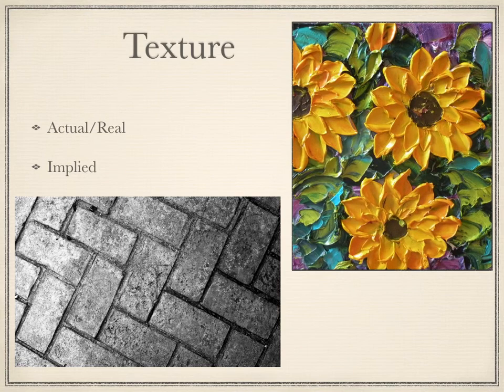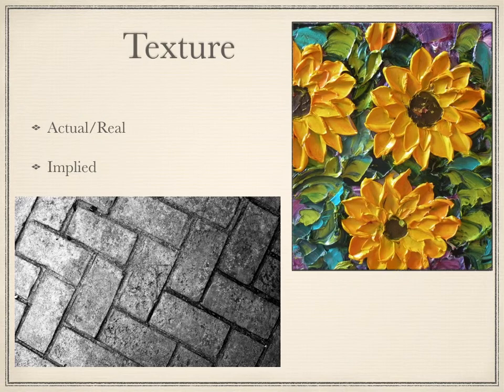All right, next, moving on to texture. Texture refers to the surface quality of a work. We have what's called actual, real texture, which means when we run our hand across something, what do we actually feel? So the image on the right, if you ran your hand across this painting, you would feel the lumps and the bumps. This is actually a process that's called impasto, which is the thick application of paint with a palette knife. But then we also have what's called implied texture.